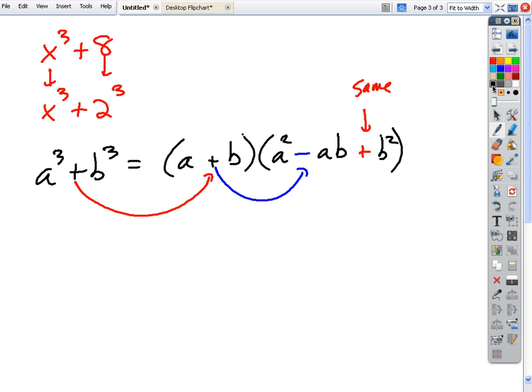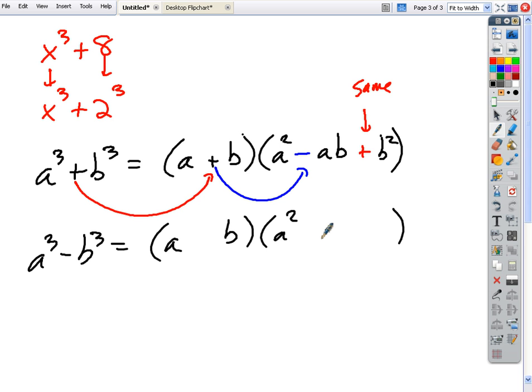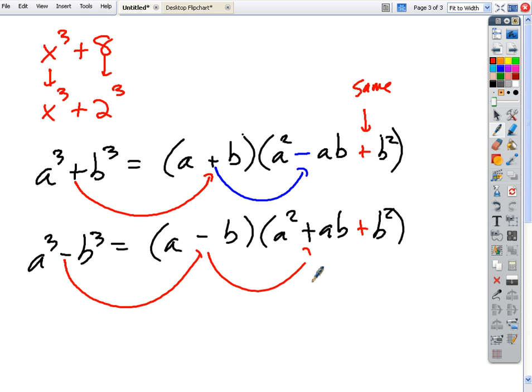Okay. And the reason I'm talking about these trends is because if we want to factor a difference of cubes, watch how they compare. a minus b, a squared, ab, b squared. But the signs, just the first 2 signs, just alternate, and the last sign is the same. Notice that whichever one shows up in the original expression, that's the sign between a and b in the first factor, and then the next one is going to be its opposite. So that's an easy way to remember how those patterns go.